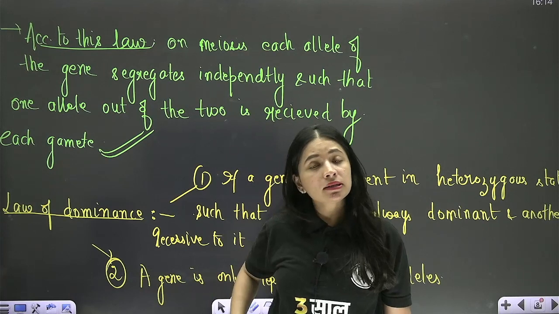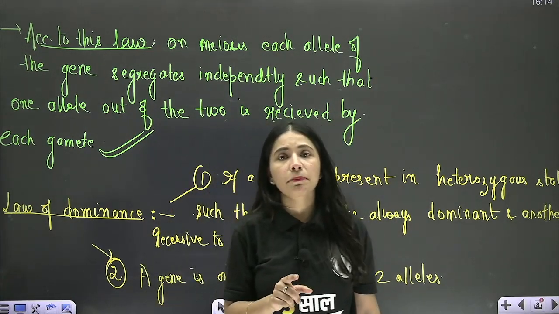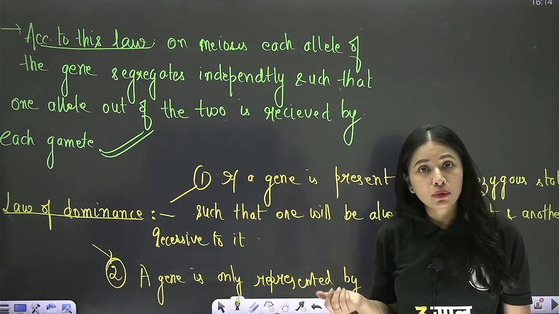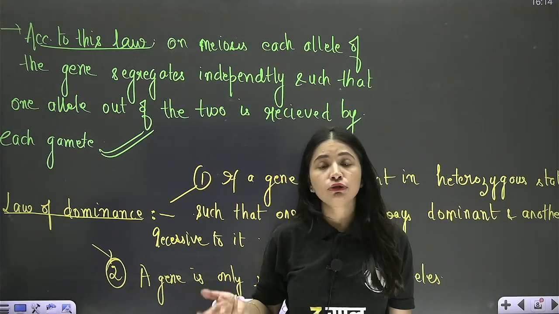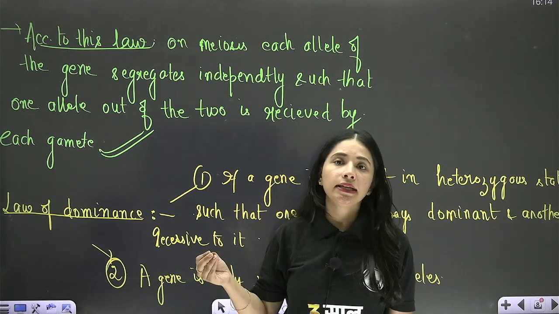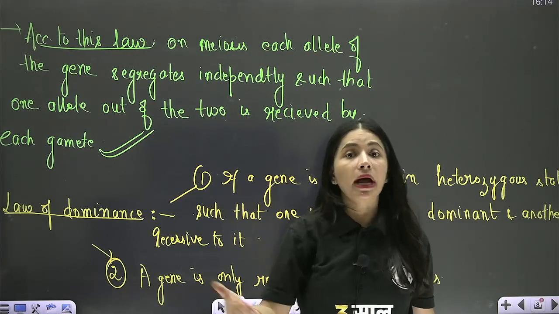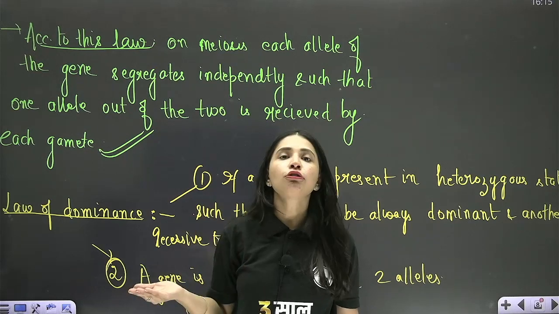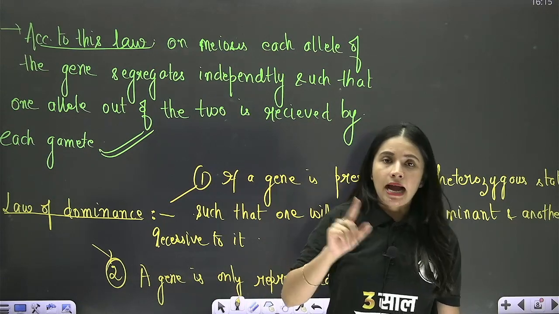Then come to the second line. What does it say? It says that a gene is represented by two alleles. However, that's not always true. A gene can be represented by even more than two alleles. This condition is known as multiple allelism. The best example is your own blood group, which is represented by more than two alleles: two dominant alleles and one recessive allele, IA, IB and small i.